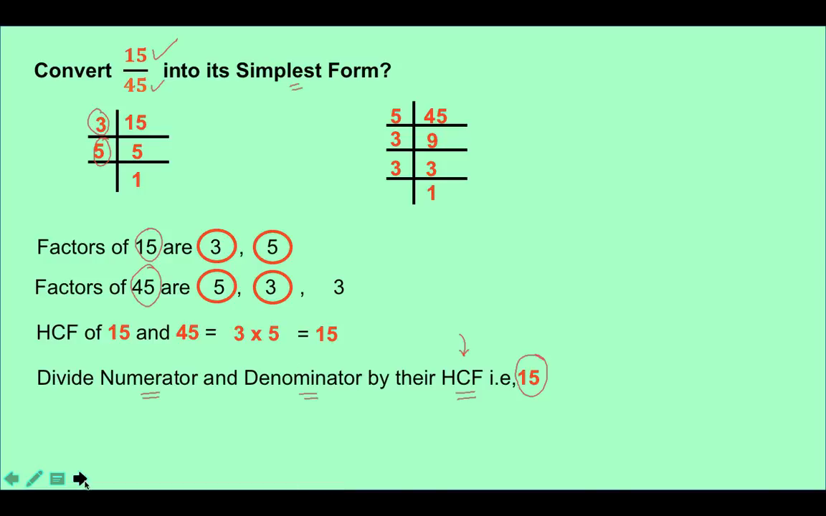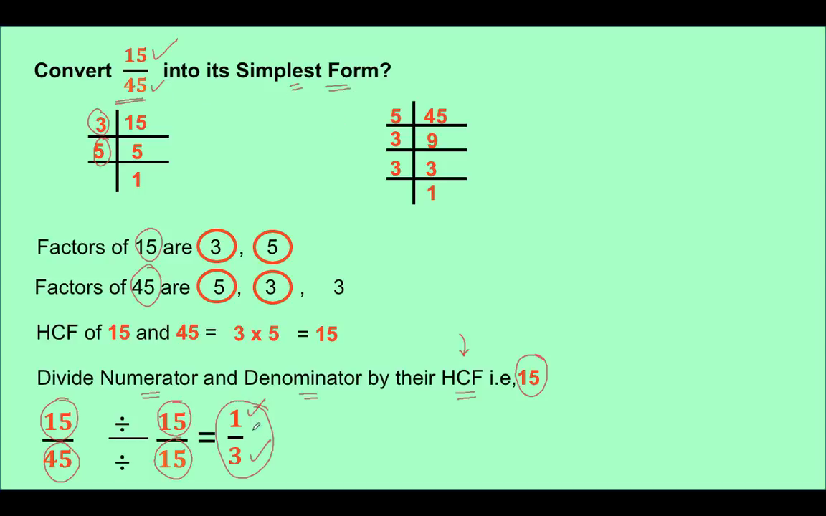Now if I divide 15 upon 45 by the HCF, I would get 1 upon 3. How did I get this? I divided both 15 by 15 and 45 by 15. So 15 divided by 15 gave me 1, 45 divided by 15 gave me 3. In other words, 15 upon 45 converted into its simplest form is equal to 1 upon 3.